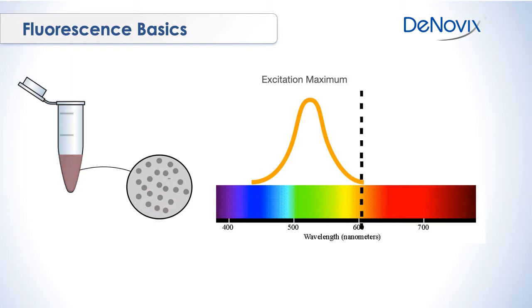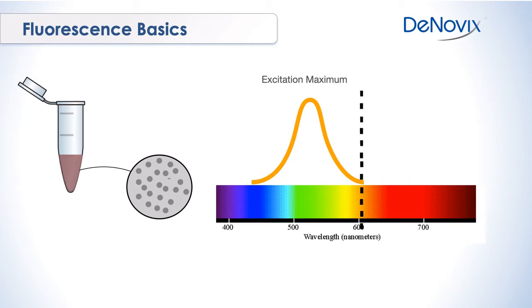So this trace that we have here is generally called our excitation spectrum, and it means that there is an optimum wavelength of light that will excite the maximum number of molecules for any particular fluorophore. This is a characteristic shape for each fluorophore.